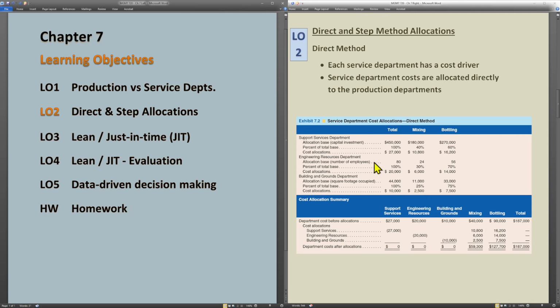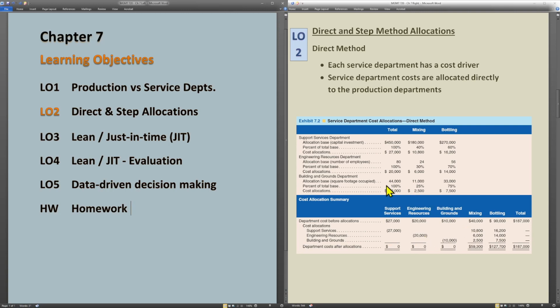Same with engineering. Engineering is done on a more common type of thing, number of employees. There are 80, and the 2 production departments have 24 and 56, and that comes out to a 30-70 split. So of this 20,000, we're going to split that 20,000 between the 2 production departments, 6,000 and 14,000, or a 30-70 split of the 20,000. And you can see that down here, the 20,000, 6,000, 14,000.